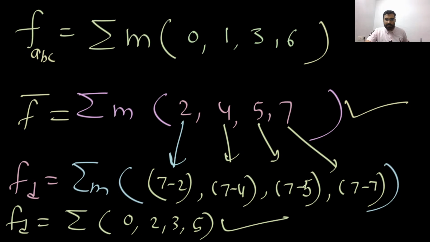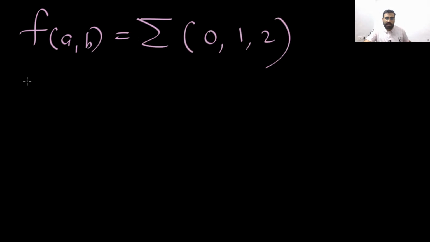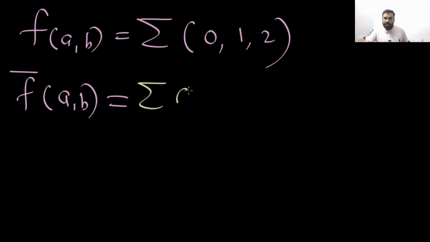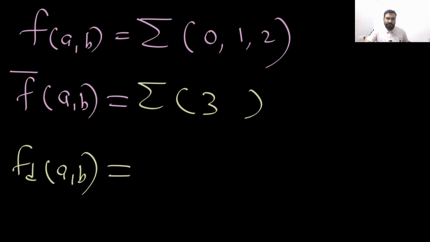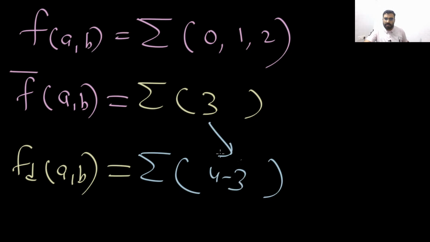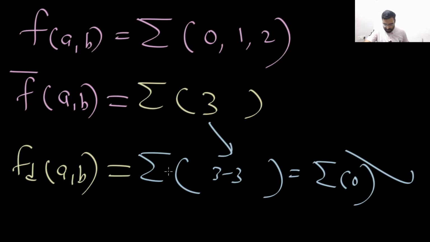Did you understand? See the question, very simple. Let's assume I give you this function, then what will be f complement? This function is given to you, f complement will be 3. And what will be f dual? F dual means reverse of f complement. So the reverse of 3 will be 3 minus 3, so that will be 0. Reverse of 3 will be 0. So this will be your f dual.